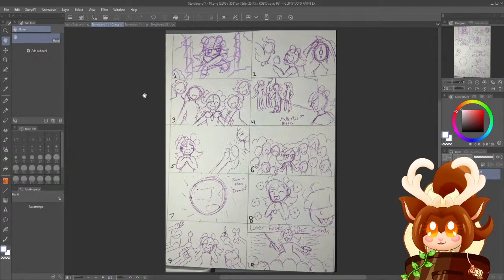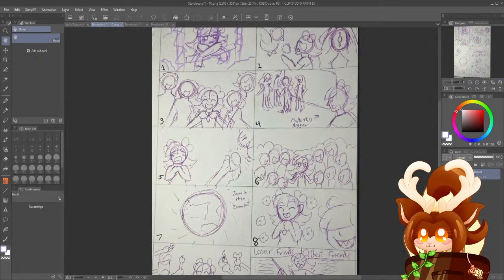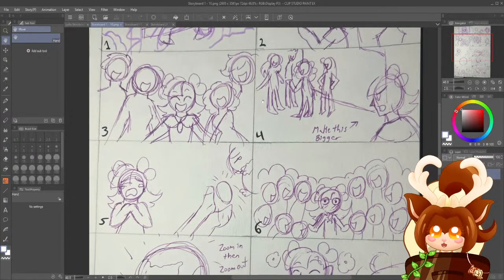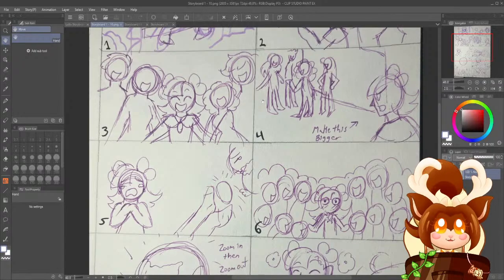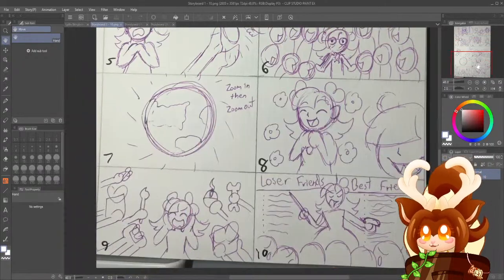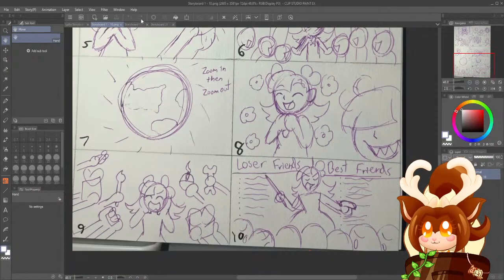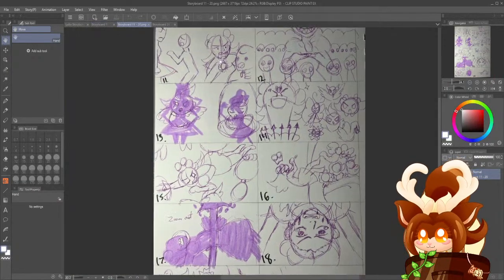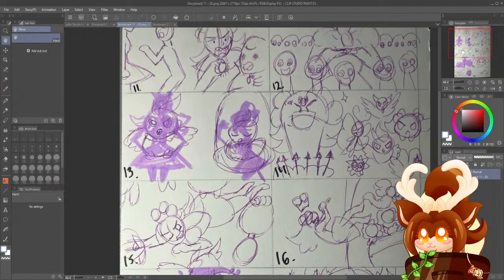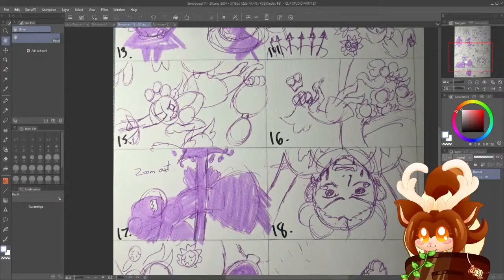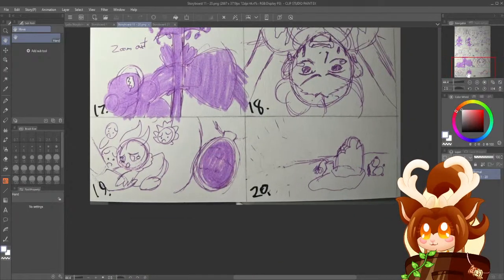The first thing I did was a script. Basically everything was script. I had a script that I wrote, and I knew I wanted it to be sort of like telling a tale, telling a story. But yeah, this is the rest of the storyboards just to show you. So this is how it turned out.